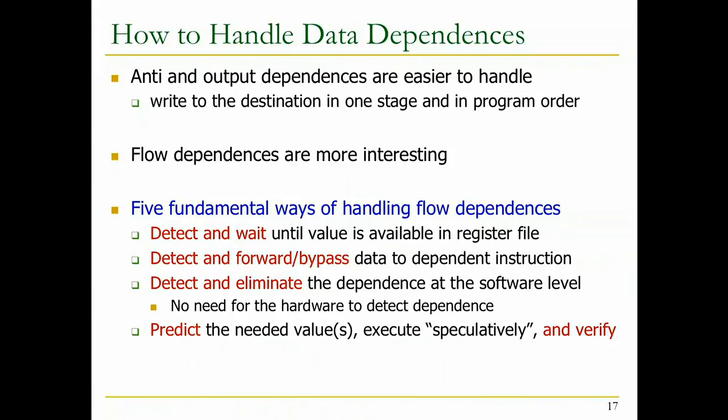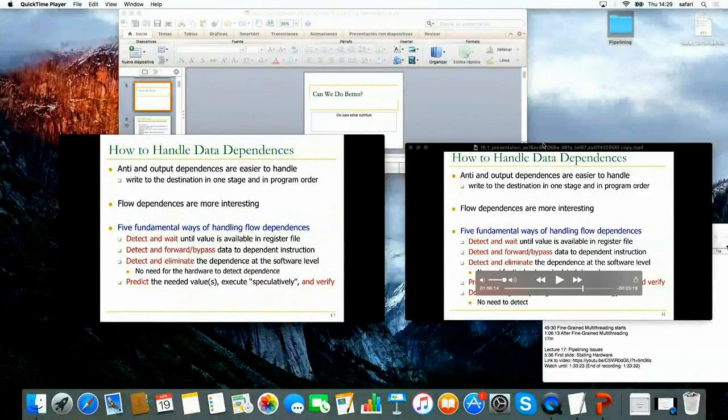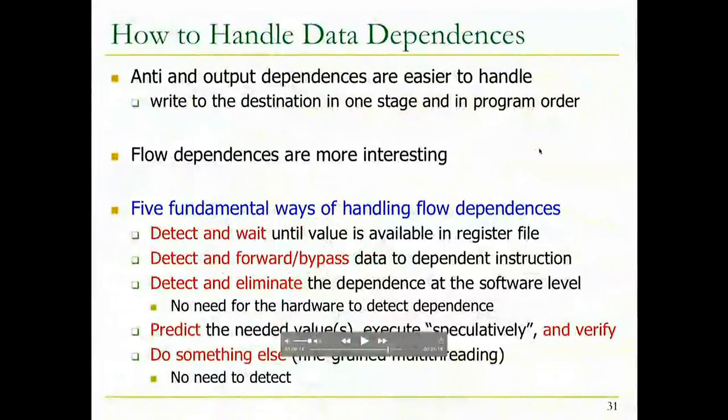What is the last one? The last one is my favorite, actually. As you can see in the slide, do something else, is fine-grained multithreading. At the end of the slides that I have already uploaded to the wiki, you will find some backup slides about fine-grained multithreading, and this is something that Professor Mutlu will explain in a later lecture. But now we're going to continue with the first three possibilities that he has explained.